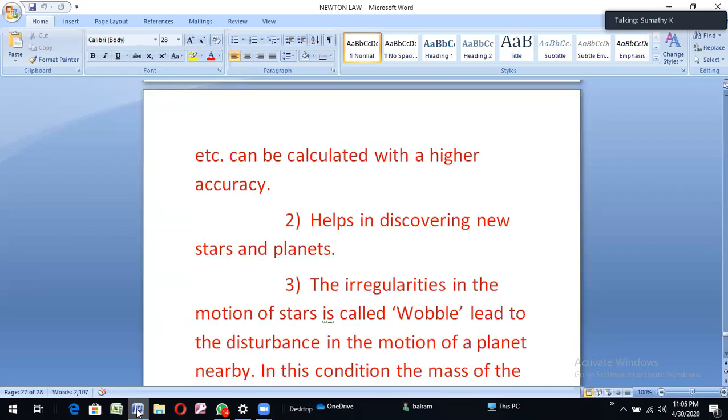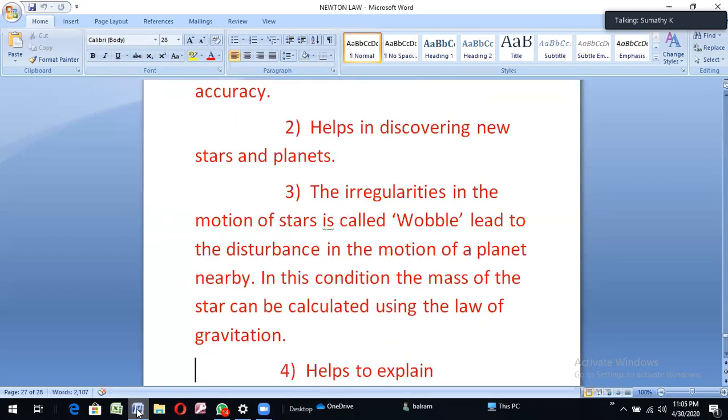The irregularities lead to a disturbance in the motion of the nearby planet. In this condition, the mass of the star can be calculated using the law of gravitation.